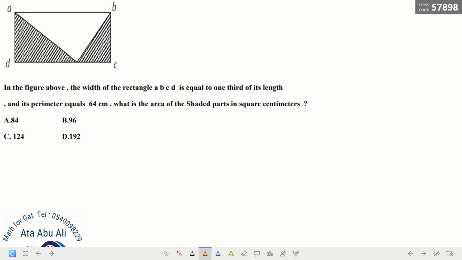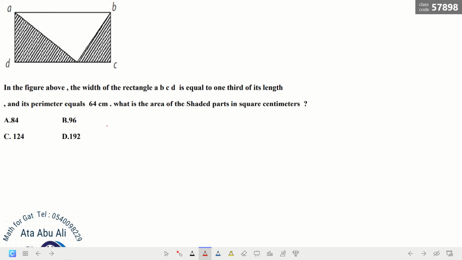Now let's go to the last example. In the figure above, the width of the rectangle ABCD is equal to 1/3 of its length, and its perimeter is equal to 64. What is the area of the shaded part in square centimeters? In this type of question, I have the perimeter, so I have to find the length and the width to find the area.